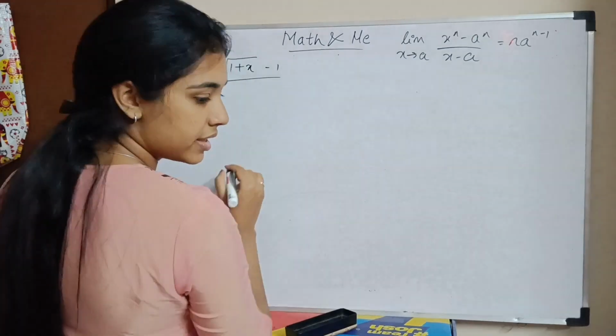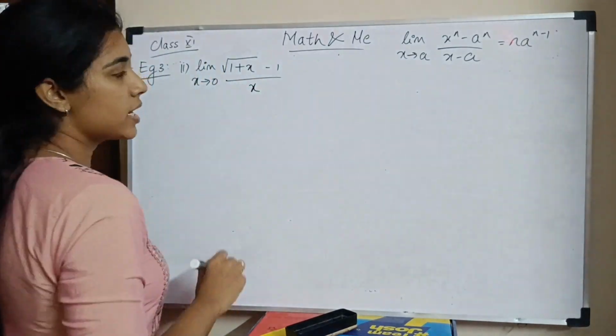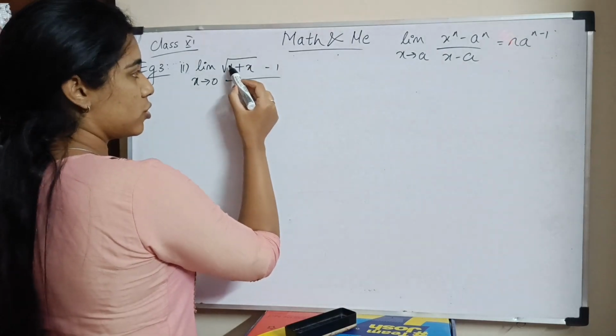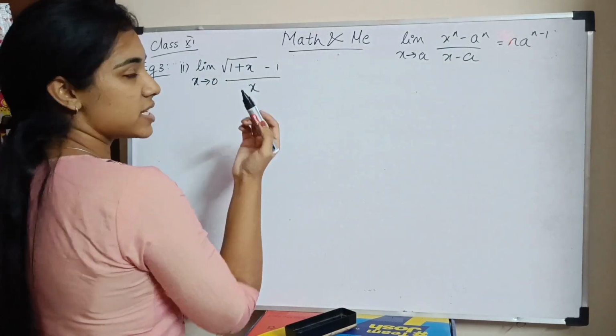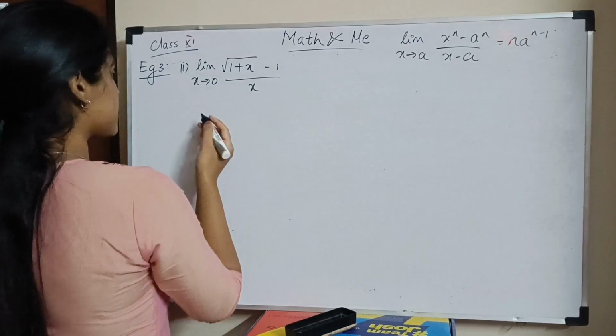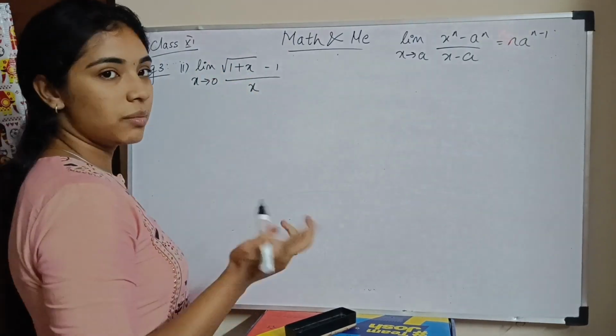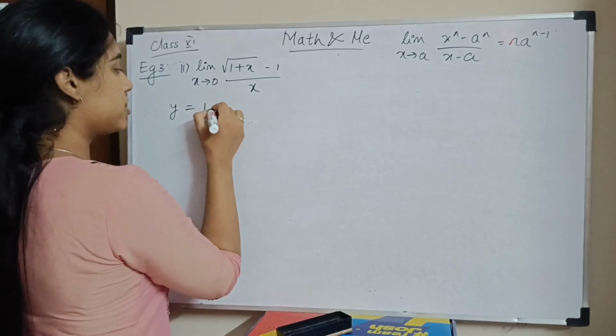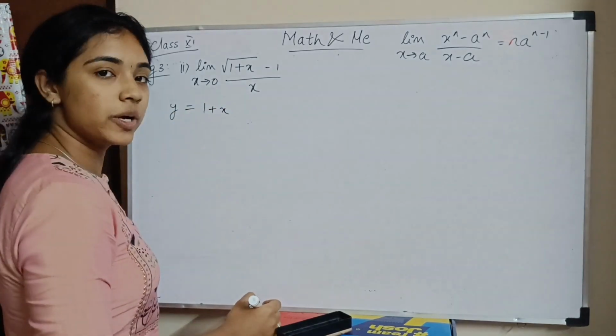minus 1 divided by x. So in that try substituting 0. So you get in that 0, root of 1 is 1, 1 minus 1 is 0, 0 by 0 not defined. So what do you do? In the mari root la irundha bayandradakudadu. We'll try to change the variable. So what we'll do? We'll write 1 plus x as y.